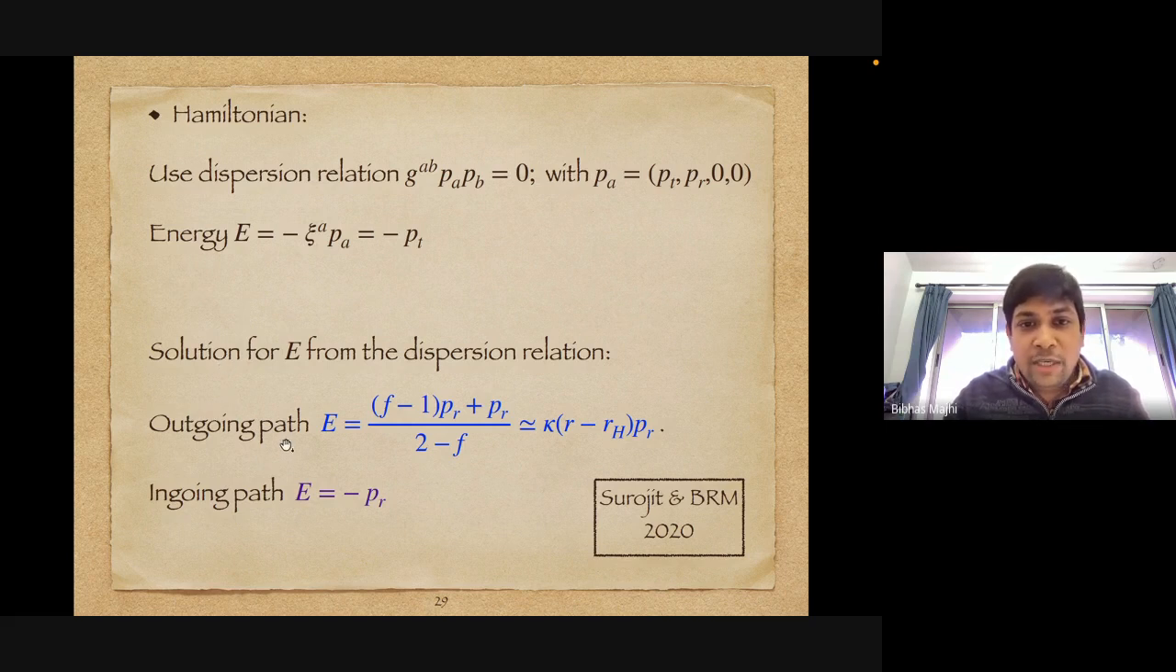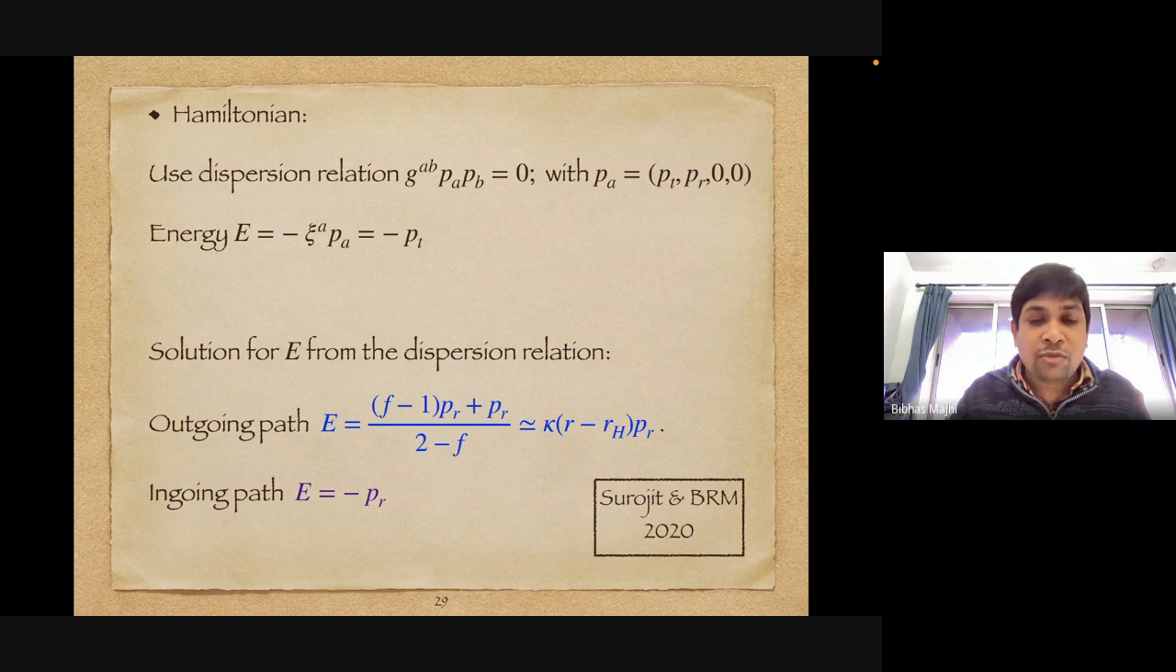The outgoing Hamiltonian or energy comes out to be in this form very near to the horizon. I kept up to the first order of the expansion around the horizon. This RH is the location of the horizon. And the ingoing path is proportional to the negative of the radial momentum of the particle. Now, if you look at this particular outgoing path, it has a structure which is like position into momentum kind of thing, XP kind of structure.